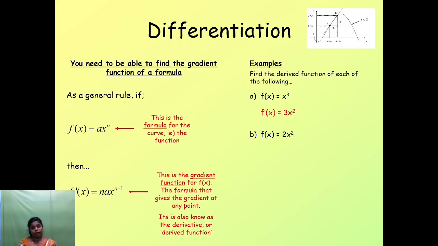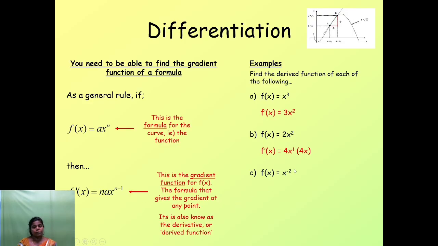Next example, f of x is equal to 2x square. Here a is 2, a constant term, and n is also a number 2. So n into a is 2 into 2, 4, and x power 2 minus 1 is 1. So we get f dash of x is equal to 4 into x power 1.